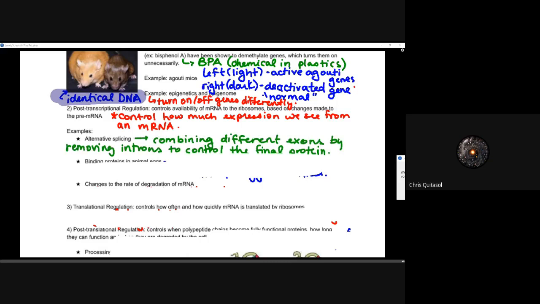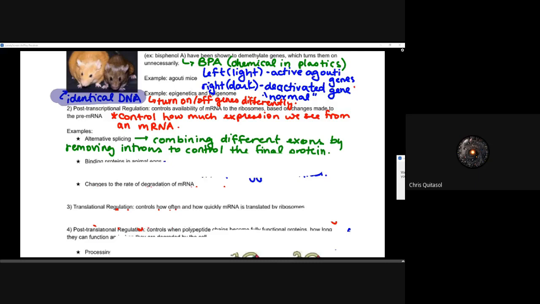So when we look at alternative splicing, we're looking at combining different exons by removing introns to control the final protein. So again, that idea that you can remove some stuff after that DNA has been transcribed in an attempt to alter that final protein. And again, hypersimplified, but there are methods with which controlling alternative splicing allows for that broad diversity of proteins and that broad diversity of enzymes that we as a species benefit from despite only having that maximal amount of genes and gene regulations.